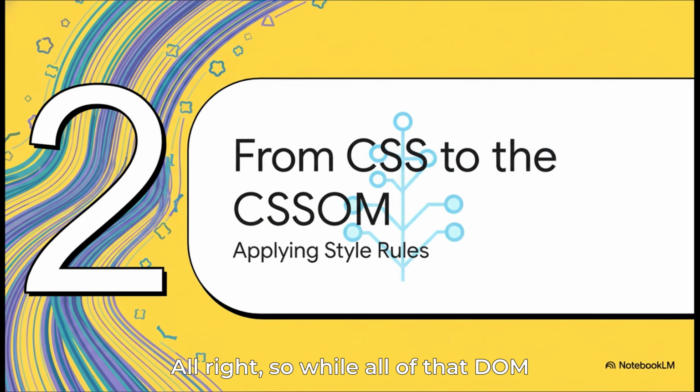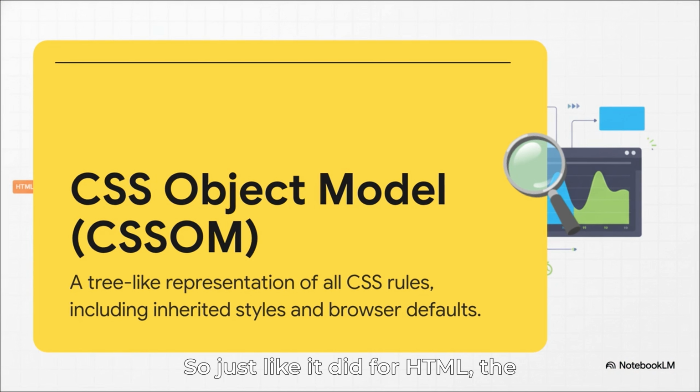All right, so while all of that DOM building is going on, the browser is actually multitasking. It's already starting a parallel task, figuring out how everything is supposed to look. And that, of course, brings us to the CSS side of the story. So just like it did for HTML, the browser builds a CSS object model, or CSSOM. You can think of this tree as a parallel universe to the DOM. But instead of holding content, this tree contains every single style rule for the page. That includes your code, any styles that get inherited, and even the browser's own default styles.